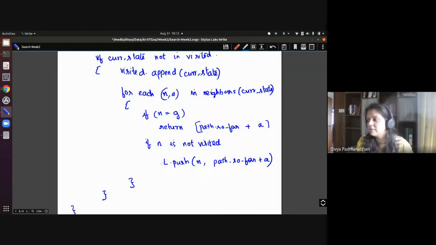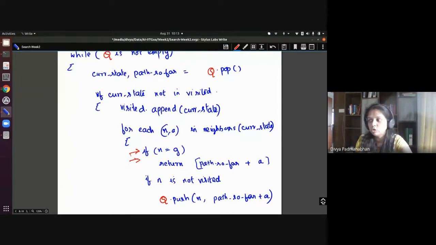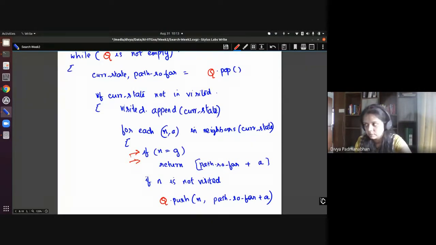So what happens is, see Tanuja, when you see the goal state, as you're pushing in or enqueuing items into the queue, the moment you find a goal state, you're just going to return the path. So that is this step. So you're not going to visit the goal state twice, right?